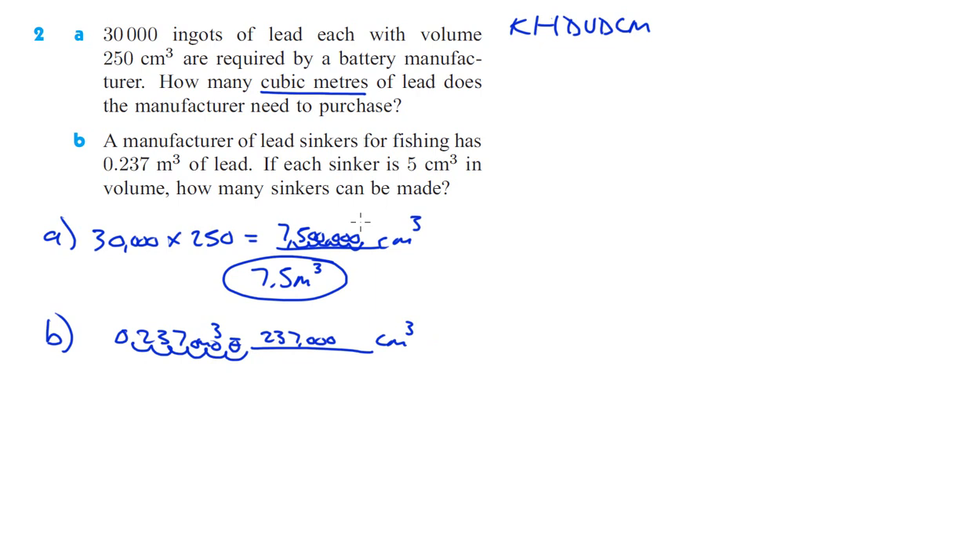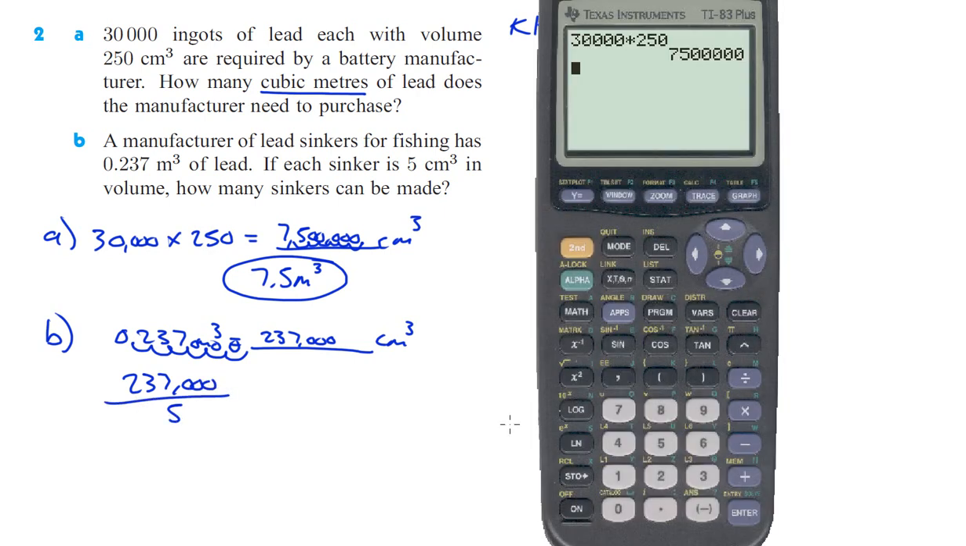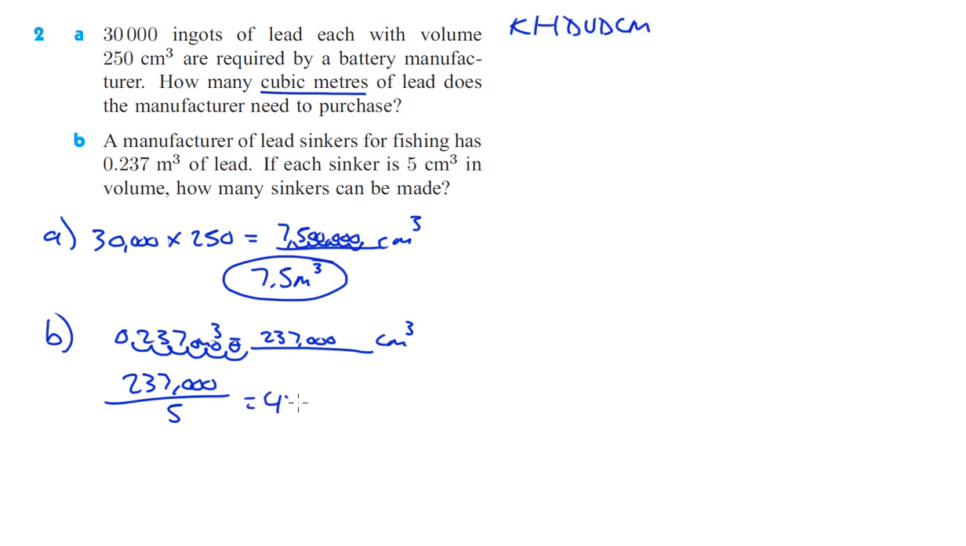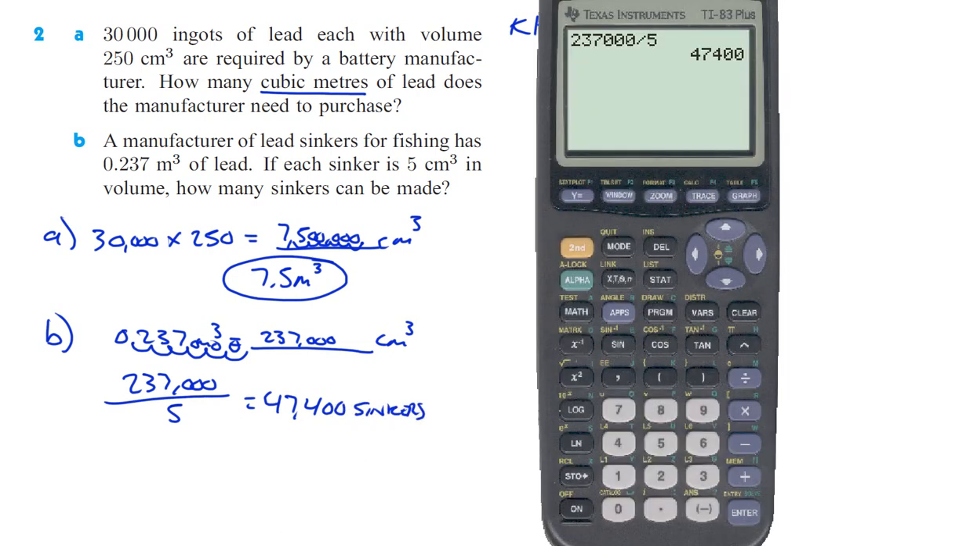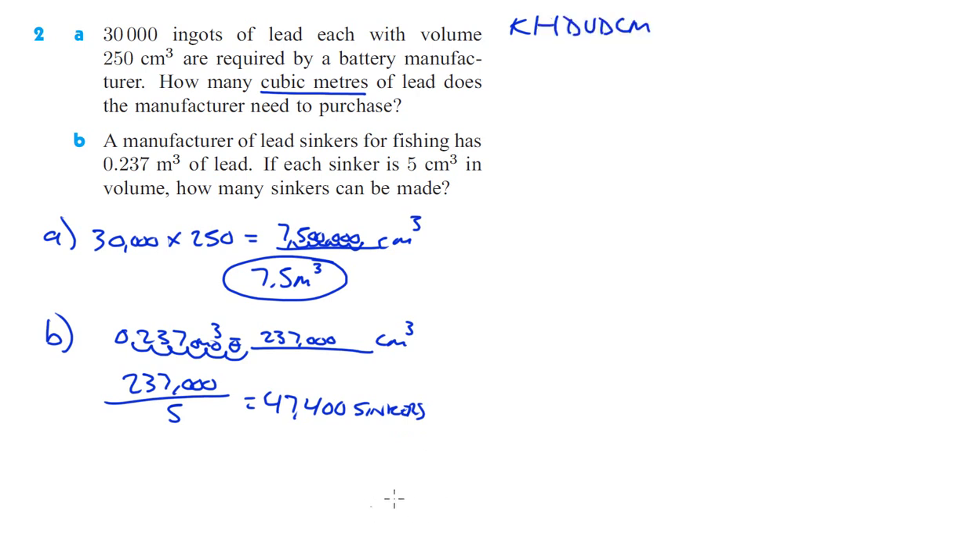So each sinker is 5 centimeters cubed. How many can we make? Now we'll take that 237,000 and divide it by 5, right? 237,000 divided by 5 gives us 47,400 sinkers. Right, 47.4 thousand, yep. Okay. Let's move on to the next one.